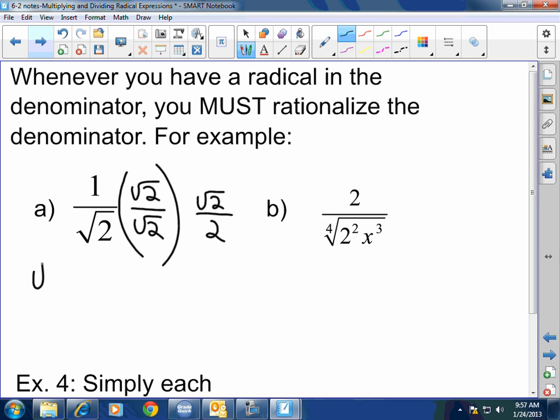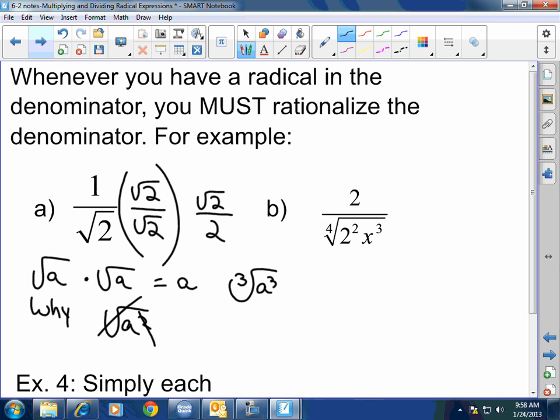Why? Whenever you multiply the square root of a times the square root of a, it comes out as a. Because you're going to have the square root of a squared. A power of 2 cancels out a radical. Just like the cube root of a cubed, the cube root cancels out a power of 3, that would equal a. Just like the fourth root of a to the fourth, the root cancels out with the power, that would equal a. All right?